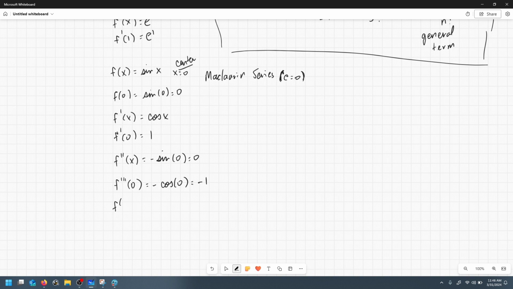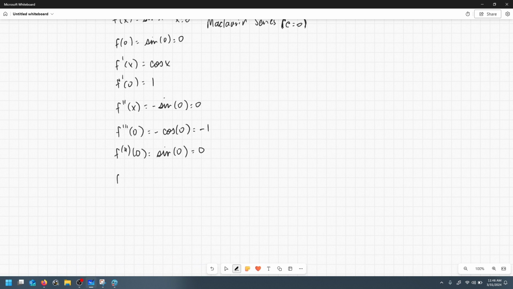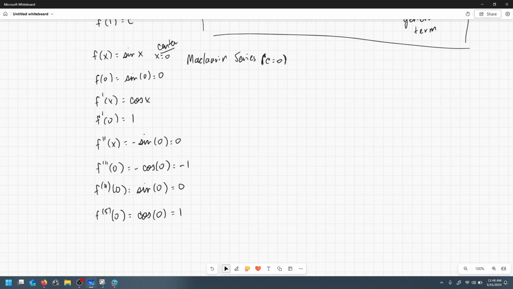Our fourth derivative at 0 would be sine of 0, which of course is 0. And notice we have a pattern here. Our original function was 0, and then 1, 0, negative 1. If we went to a fifth derivative, we don't have to if they don't make us, but if we were to go to a fifth derivative at 0, it's going to be cosine of 0, which makes it 1. And so that's nice. Our derivatives are just going to alternate between 0, 1, 0, negative 1, 0, 1. It makes this a really nice, simple series to create.